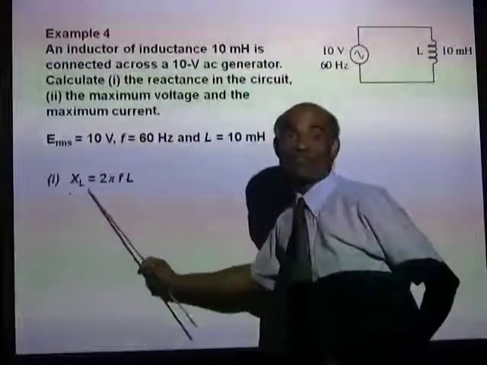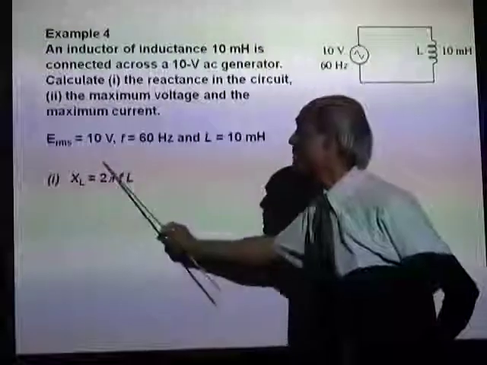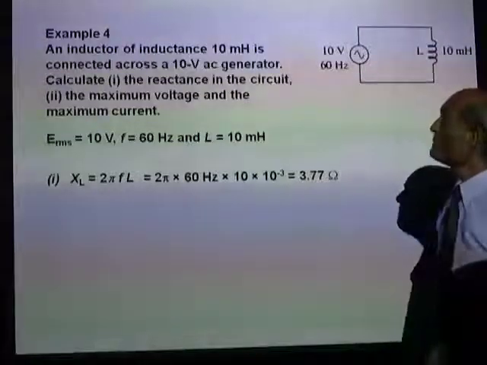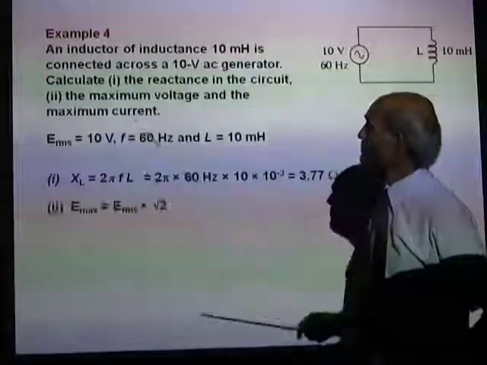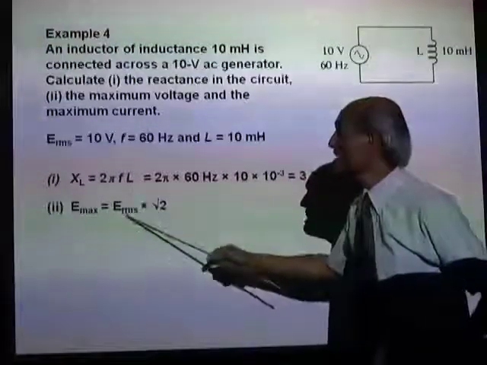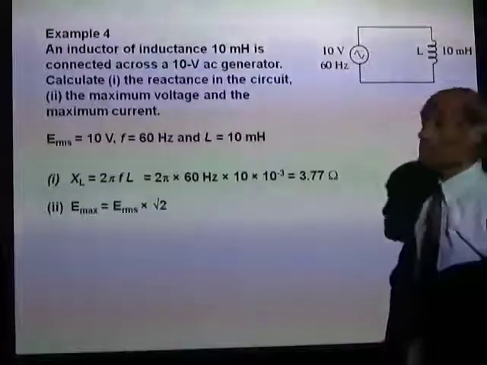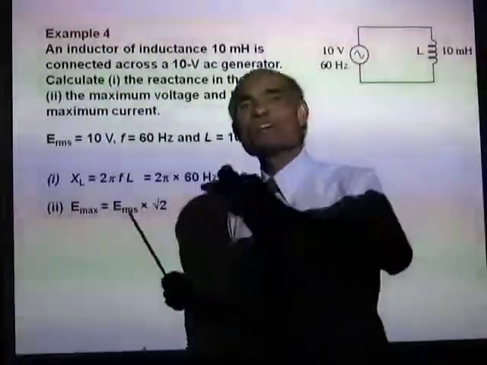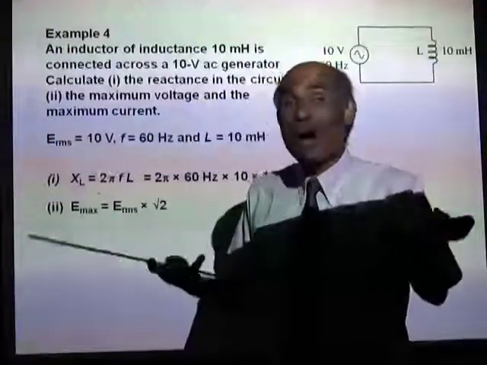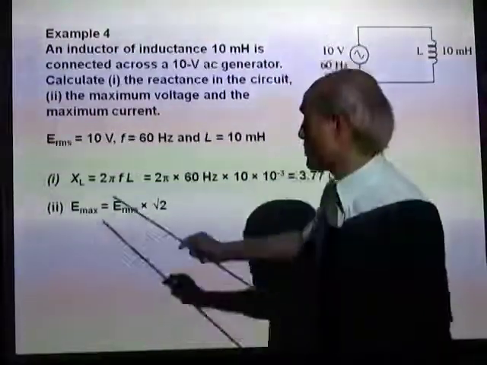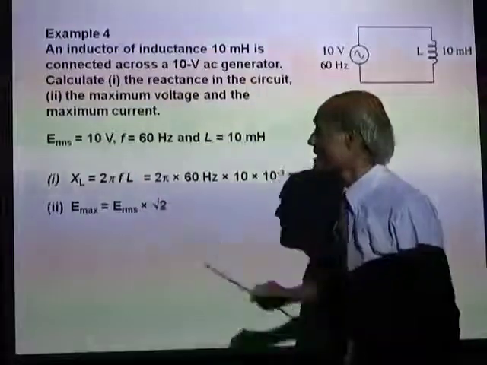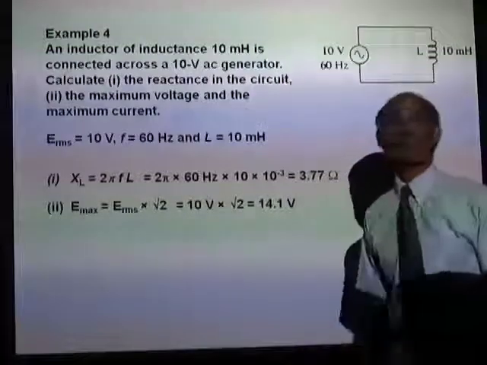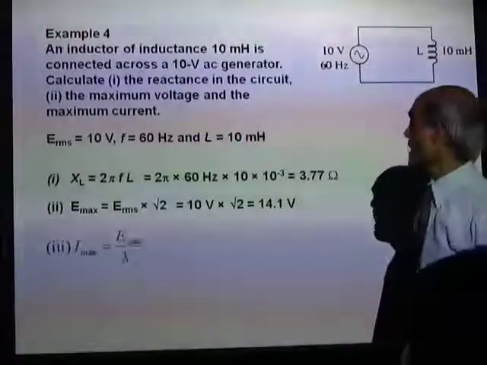The reactance X sub L is 2 pi FL. We have all these quantities, and that is 3.770. The maximum voltage, E max, is E RMS times square root of 2. See, whenever you are told that you have a 10 volt generator, that 10 volt is the RMS value, not the peak value. So E max is E RMS times square root 2, and E RMS is given, so the peak value of the EMF is 14.1 volts.